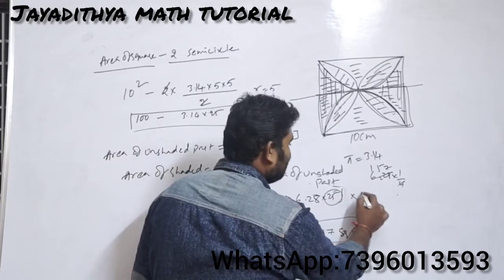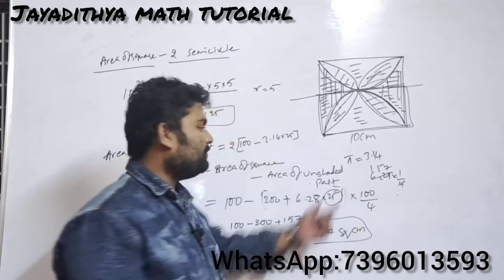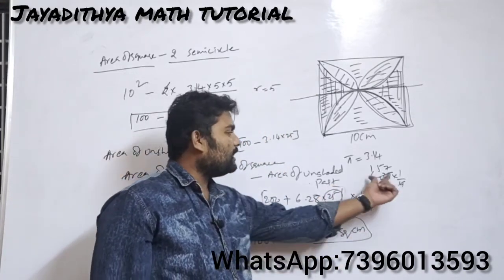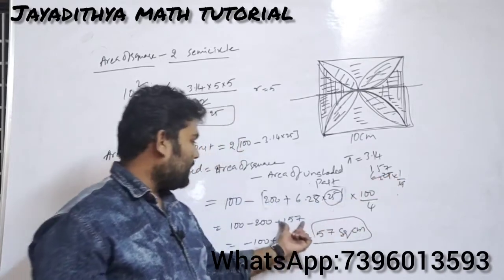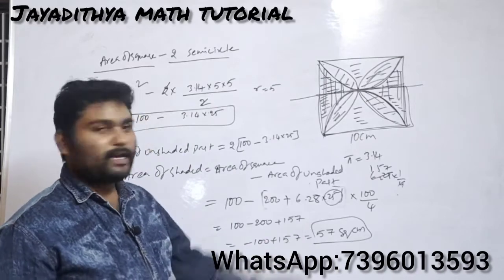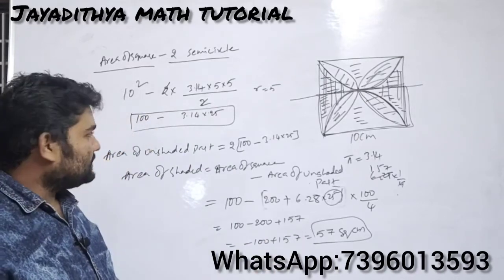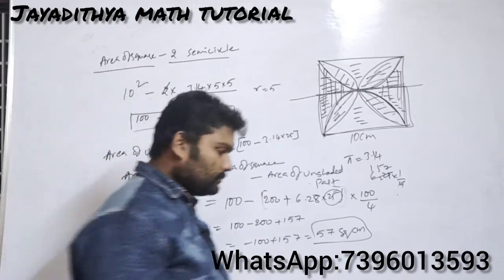Whenever you are multiplying with 25, you can do it like this. 25 can be written as 100 by 4, right? The same thing I have done here. 6.28 into 100 will be 628, and by 4 I have done it. That's why I got 157 here. So what is the final answer? 57 square centimeters. So that is the case.